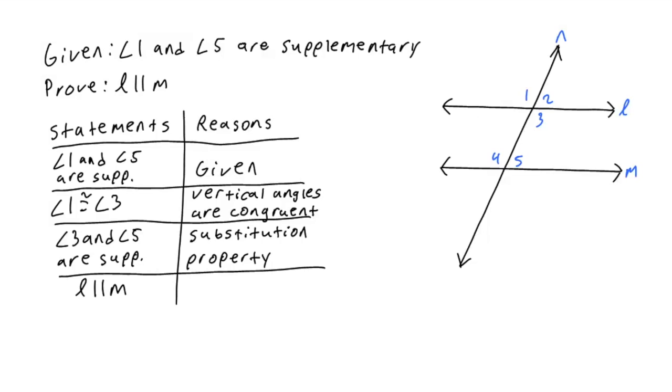And the reasoning goes back to the theorem. If same-side interior angles are supplementary, then lines are parallel. So this was a 4-step proof. We started out with our given, then we said something about an angle pair that we saw. We said that they were vertical angles, so that means they were congruent. Then we used two of our previous statements to make a third statement, and then we used that third statement to say that the lines were parallel.